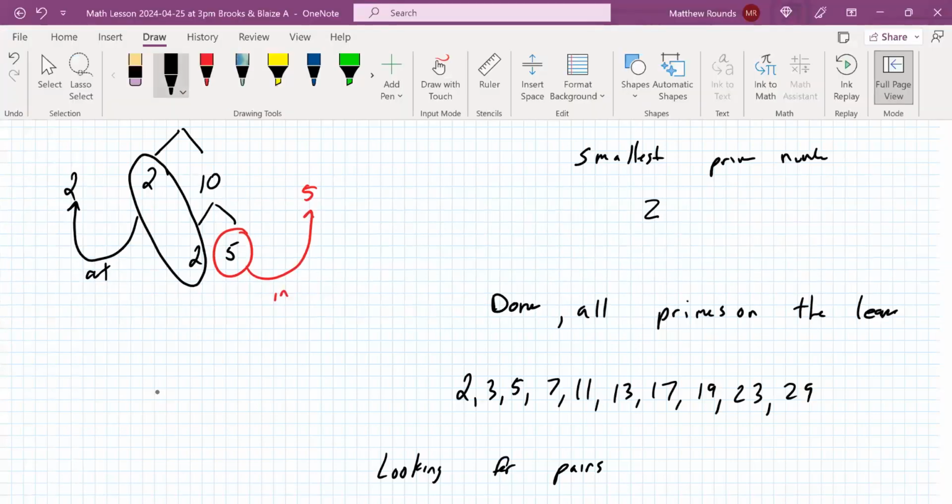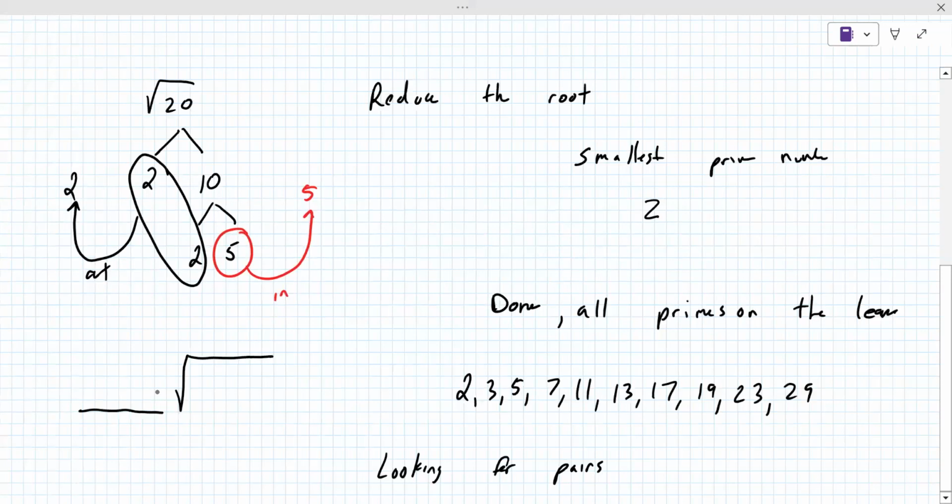Okay, so there's a part that goes outside the root and a part that goes inside the root. In this problem, a 2 goes out and a 5 stays in. And this is your final answer for this. Any questions on this? No. We're gonna do another one here before I have you try one.